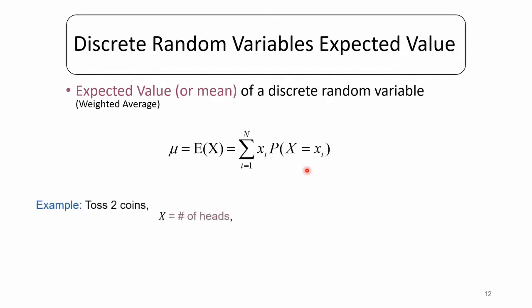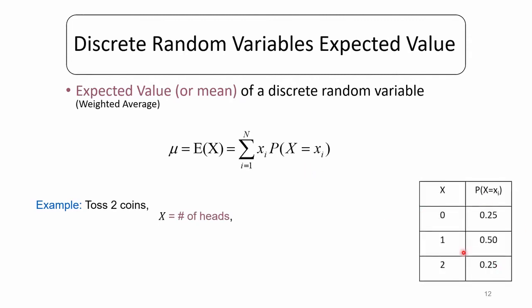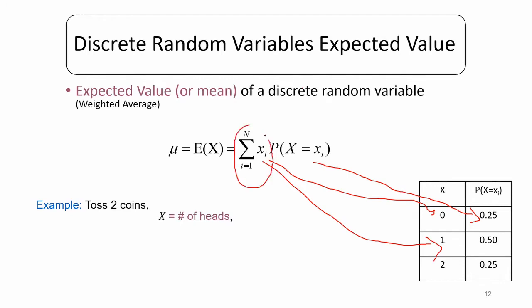So the example of tossing 2 coins and you're checking for the number of heads. So this was the table we obtained. So how do we get the expected value or the mean according to this equation? Very simple. What this is telling me is, take the data point 0, and then you multiply it by the probability assigned to it, 0.25. Right, and then you add the second data point, because you have the sigma notation here.